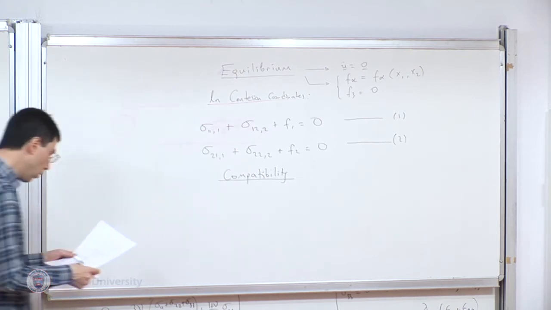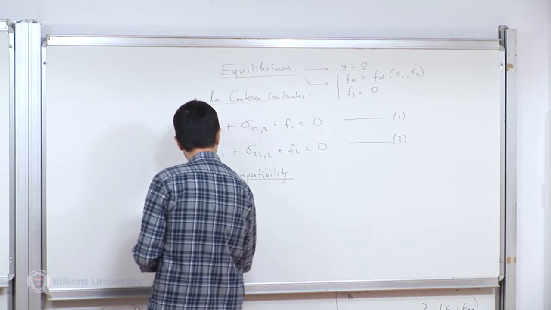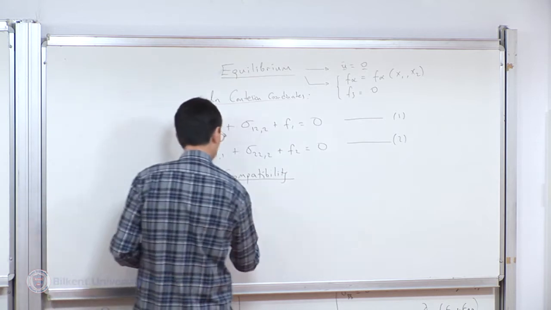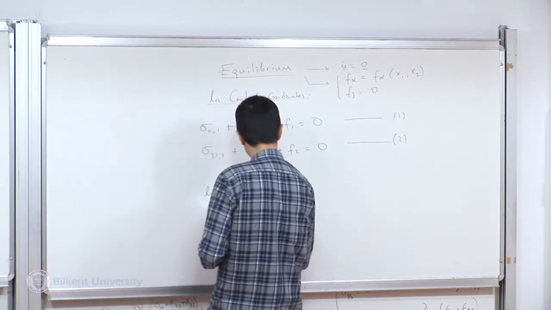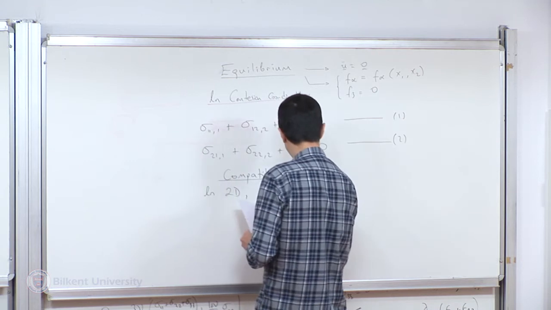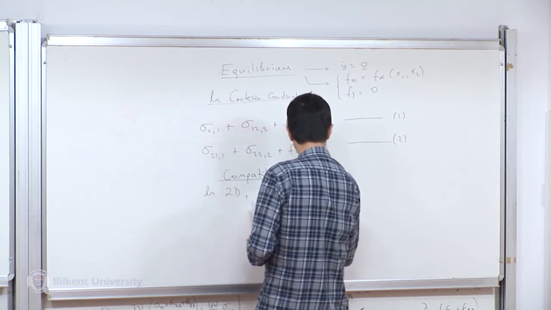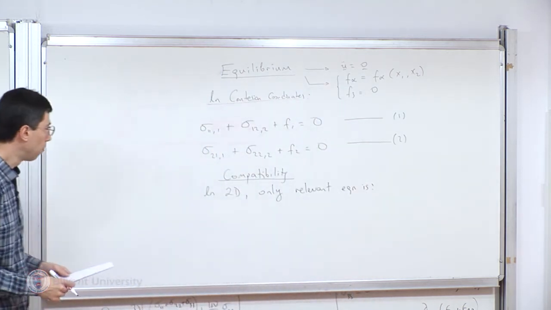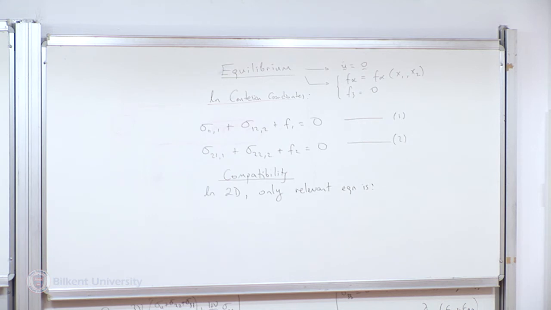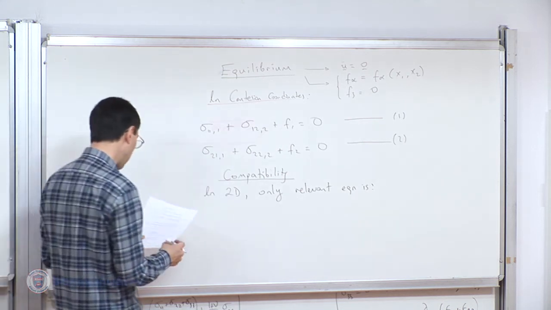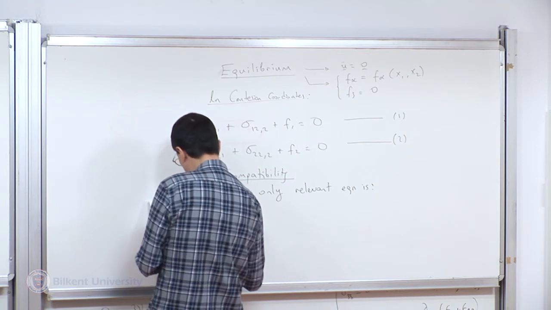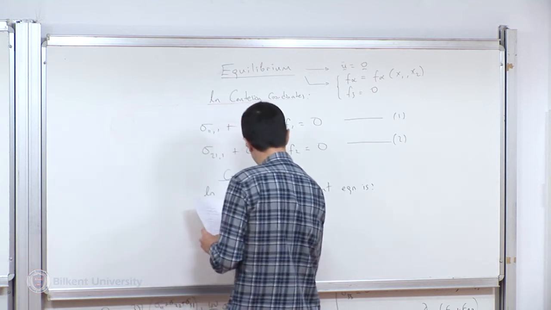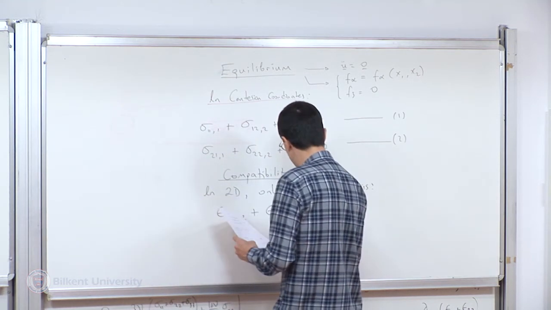So compatibility. We do have an intrinsically 2D setting, and you might remember from our earlier comments that there is only one relevant equation remaining. There are 6 compatibility equations, but almost all of them involve out-of-plane components, and the one that eventually survives is one that I had boxed among those 6 equations when I was talking about compatibility, and it's this one.